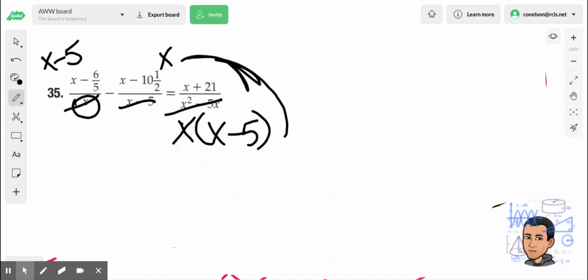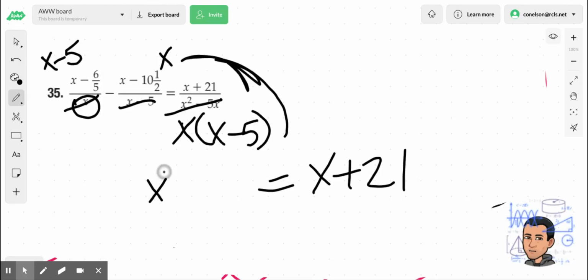All right, let's start with the easy side, the right side. This one stays as x plus 21, and that's it. The rest is just like it is. So they don't even give you any fractions and anything else. That's kind of nice. All right, so then this one, I know we're going to get x squared. It's going to be minus x squared because there is a subtraction in there. And then it's going to be plus 10.5x. Okay?